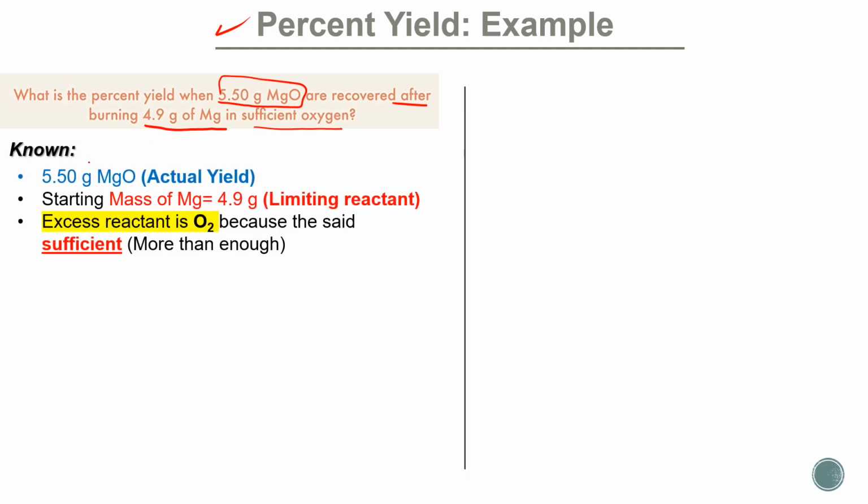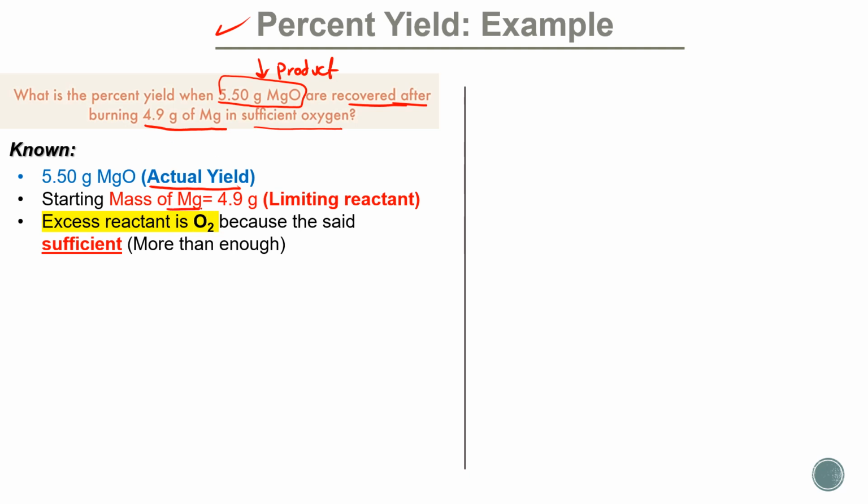So this is what we know actually. If they give you the mass of the product, لما يعطينا الماس of the product جاهزة, then this is actually the actual yield. إنه يقول لك هي recovered after burning. Recovered يعني استخلصناها بعد التفاعل. يعني احنا سوينا التفاعل بإيدنا ووزننا وطلع معنا هذا الرقم. This is the actual yield.